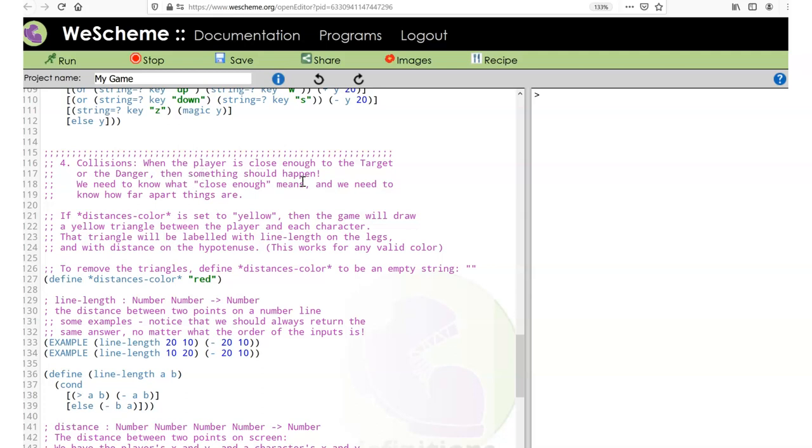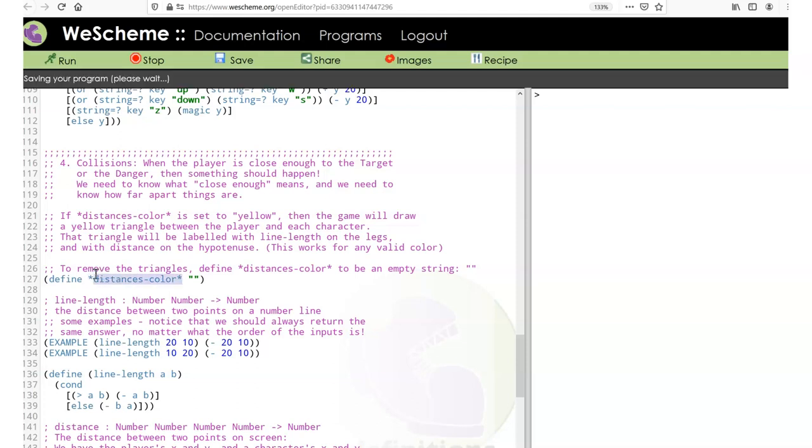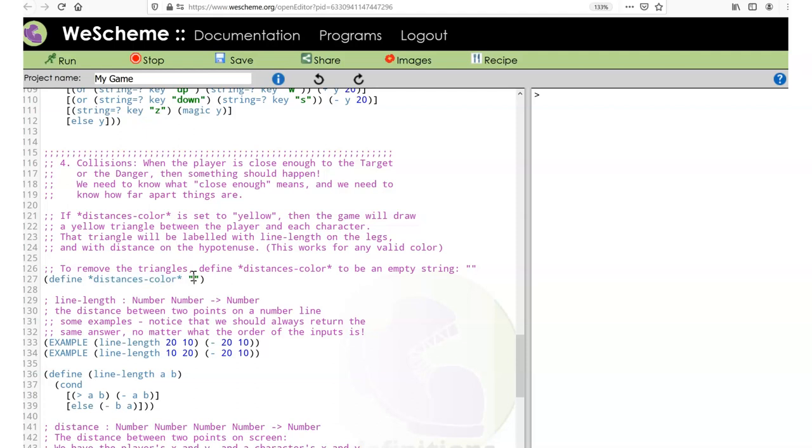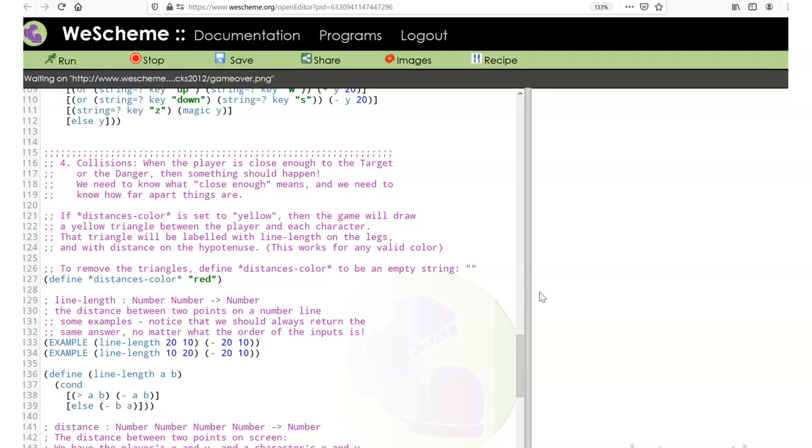talks about when players are close enough, and we can decide what close enough means. You're the programmer, to know how far apart things are. So right now, yours looks like that. It has nothing in for this distances color function. And there's nothing special about the stars in the name. So distance is color. I'm going to put in red in mine. And let's see what happens. I'm going to hit run.